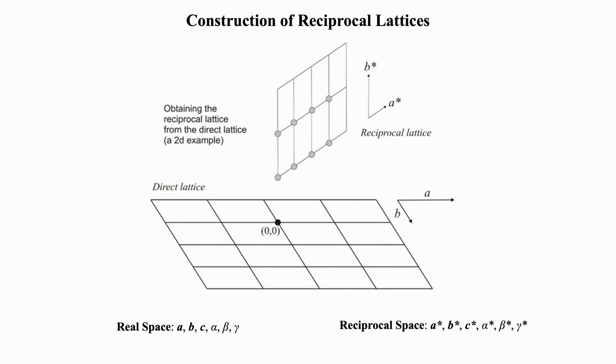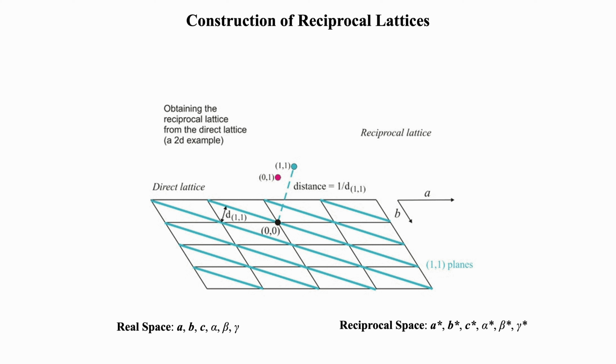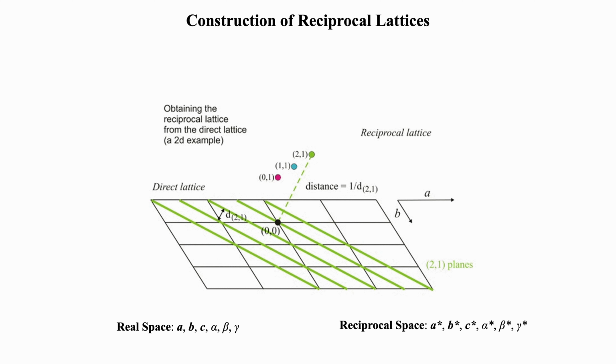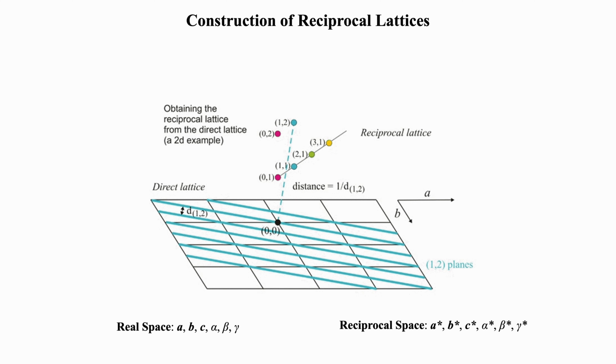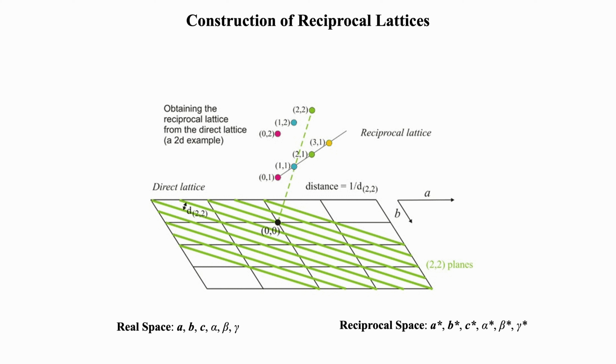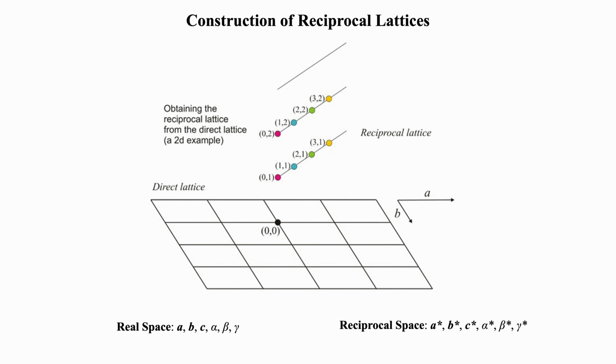Now, let's take a closer look at how we construct the reciprocal lattice from the real lattice. In real space lattice, we define directions using lattice vectors a, b, and c and their respective angles alpha, beta, and gamma. Each vector represents a direction along which atoms or molecules are periodically arranged within the crystal.